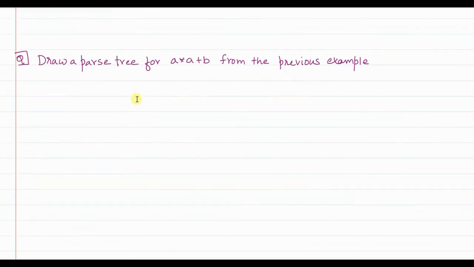So just as an example, we are supposed to draw the parse tree for A into A plus B from the previous example. In the previous example, the production P of the grammar was E gives E plus E or E into E or in bracket E or A or B. This was the production. The string that we are going to derive is of course A into A plus B. Now for the rightmost derivation, RMD stands for rightmost derivation.